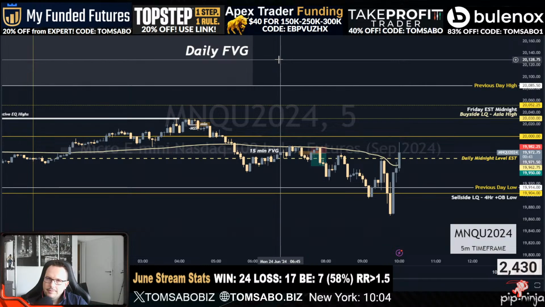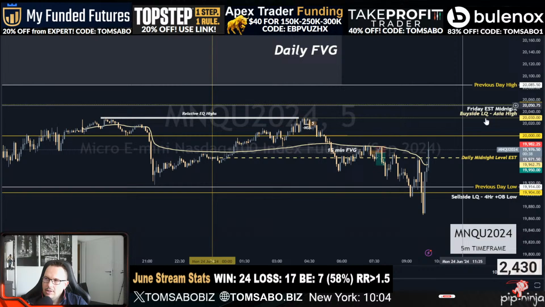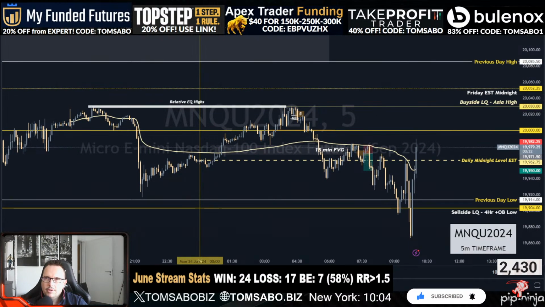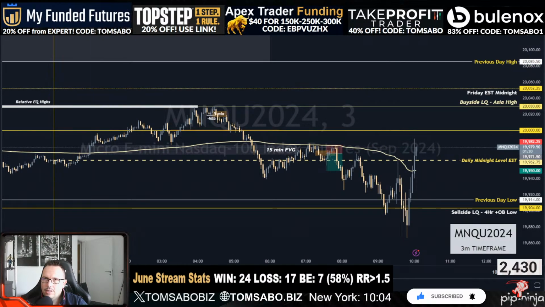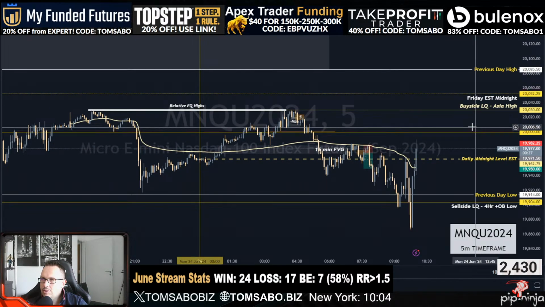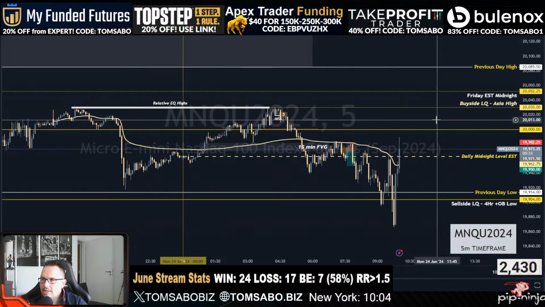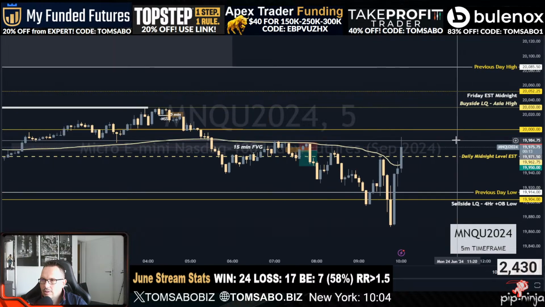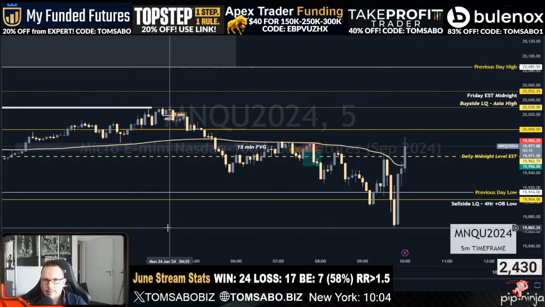Still waiting. We have those relative equal highs at 30. I would love to take those out, but so far no entry. 25 seconds for this candle to close. Gold is still in drawdown. It's not looking good.